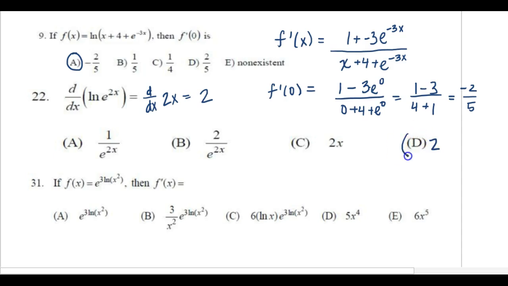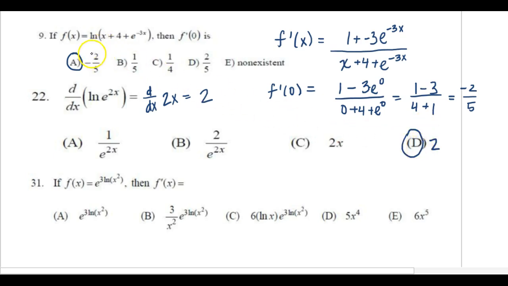Let's just say that was option D, because that's what we're trying to focus on, is just understanding that when we have natural log and e involved in a function, sometimes it could be simplified first to make our life easier for differentiating. So in this case, the answer would just be 2.